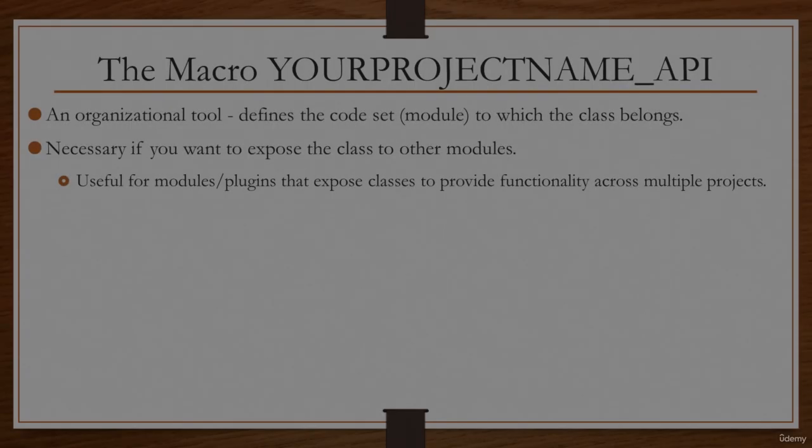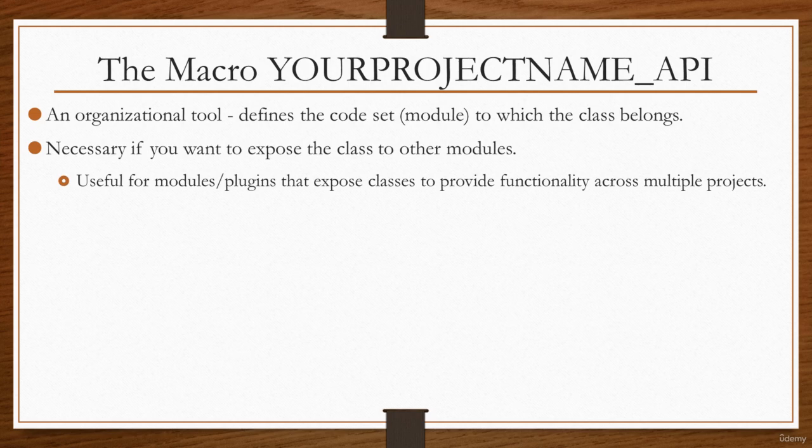That project name underscore API macro is basically an organizational tool. It defines the code set, or in other words a module, to which the class belongs. And this is necessary if you want to expose the class to other modules, and that is useful for modules or plugins that expose classes to provide functionality across multiple projects.